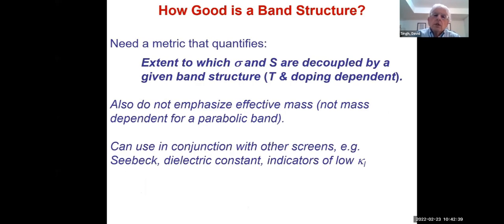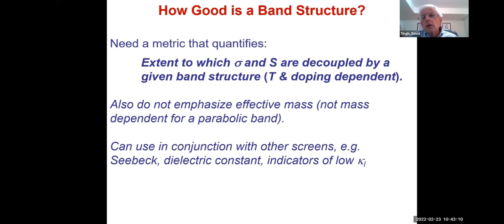So the real question is, we can calculate electronic structures, but supposing we calculate many electronic structures, how can we know which ones are the better ones from the point of view of thermoelectrics? Ideally, we would like to have a number, some number that would tell us the extent to which this is a good band structure for thermoelectrics. And what do we mean by a good band structure for thermoelectrics?